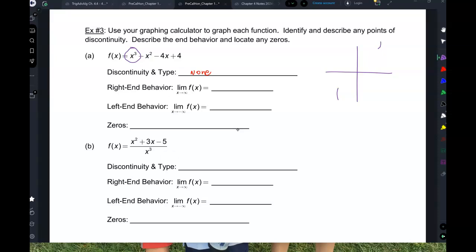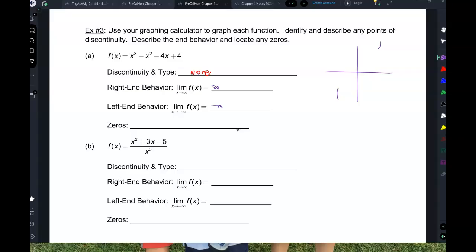So the right end behavior, limit of f of x as x approaches infinity, will be infinity. And as x approaches negative infinity, that will be negative infinity, right? Right, if there was a negative in the front, if it was negative x cubed, right?